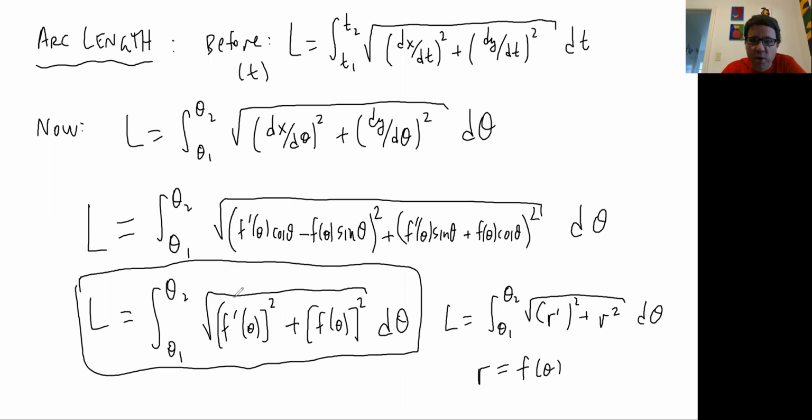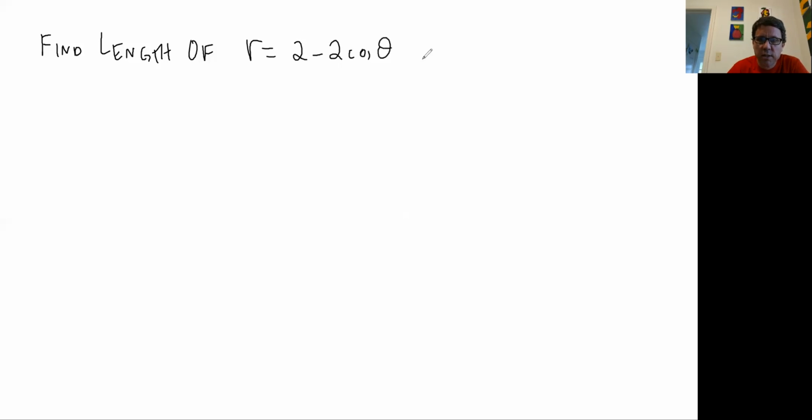So what we're going to do is we're going to use this formula here on an example, and then talk about homework if you have questions. So here's the example. Find the length of r equals 2 minus 2 cosine theta, and I'll just say all the way around here, 0 to 2 pi.